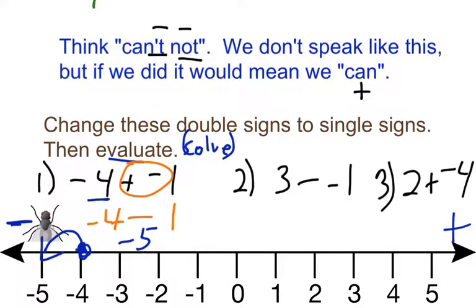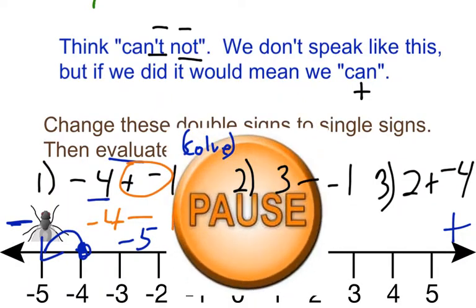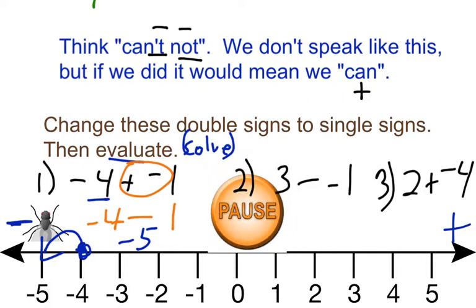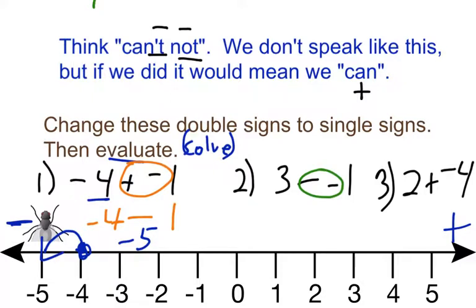Alright, you take a second and try 2 and 3. Please pause the video and then look for my solutions. Alright, and here we go. Let's go over these. So we have 3 minus a -1. That minus minus really means plus. So it's 3 plus 1. And that's pretty easy. We start at 3, go in the positive direction 1. So that would be 4.